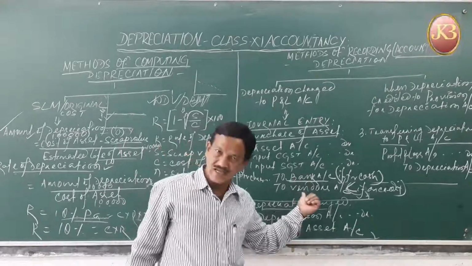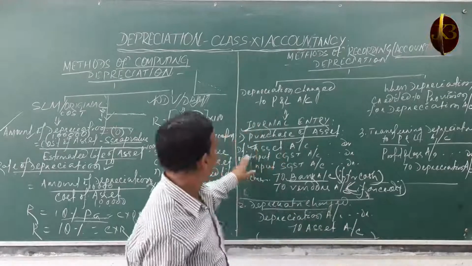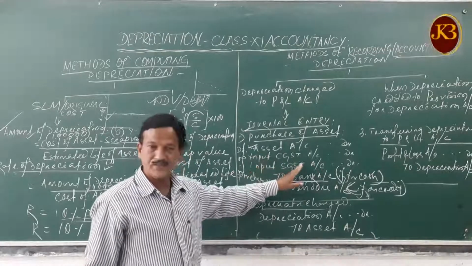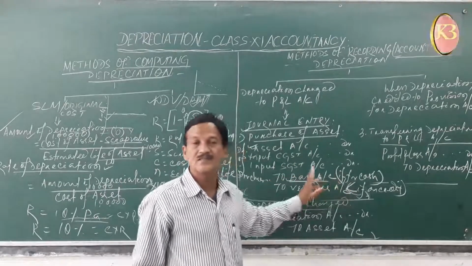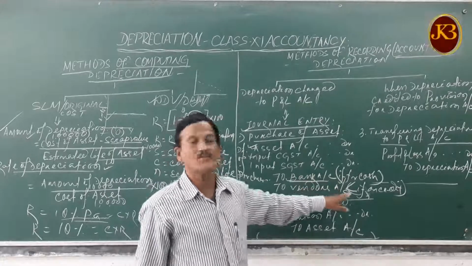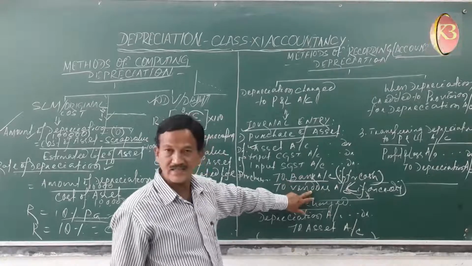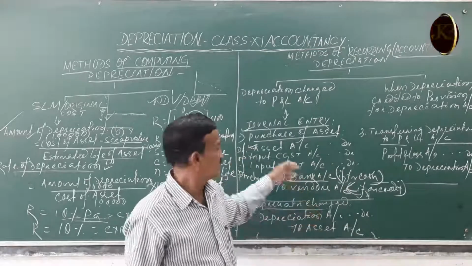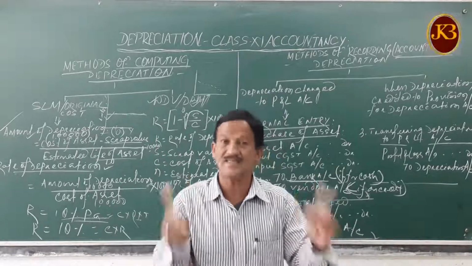When you purchase an asset, say on 1st April, you will do this entry. Asset account debited, CGST account debited, SGST account debited. Then to bank account if cash, to creditors or vendors account if on credit, and if partly cash, partly credit, then to bank and to vendors. That's why it is written. So this is the first entry, that is on the date of purchase of assets.